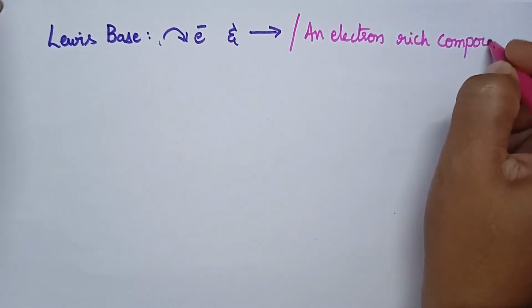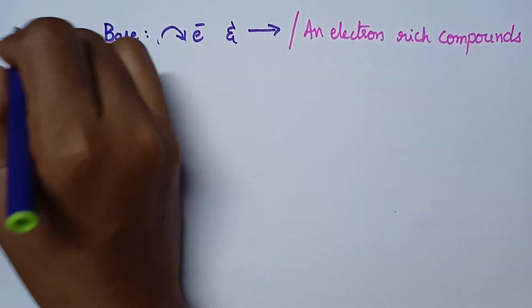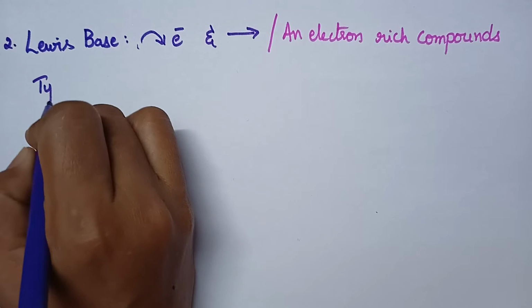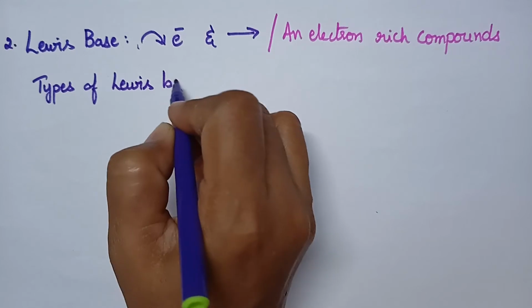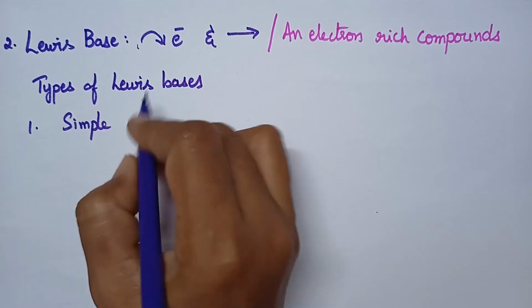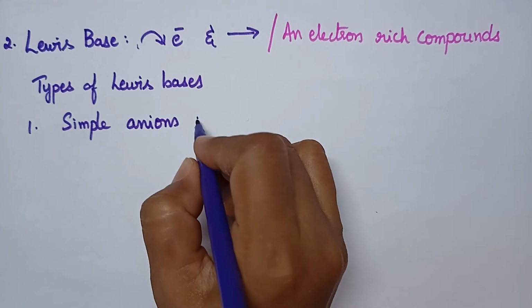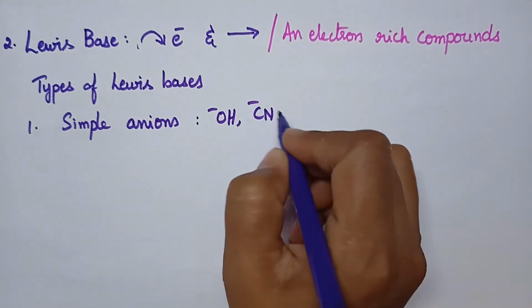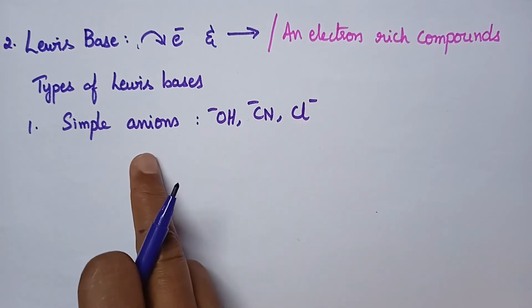There are several types of compounds which can be called Lewis bases. Let us see the types of Lewis bases. Generally they include simple anions. So simple anions can be called Lewis bases. Simple anions generally include OH minus, CN minus, Cl minus. So they can act as Lewis bases.